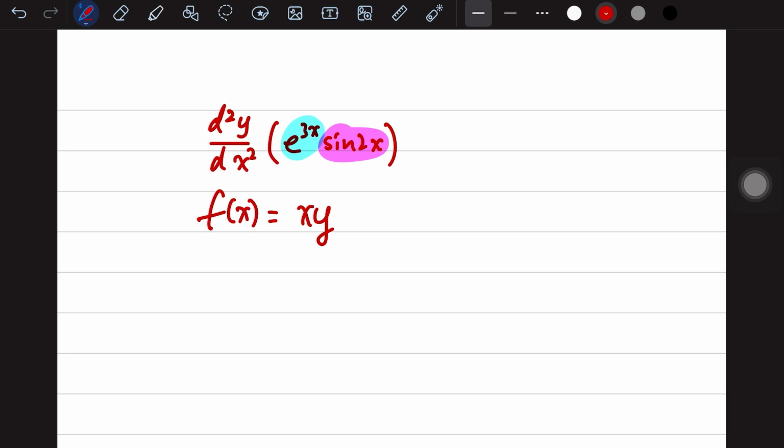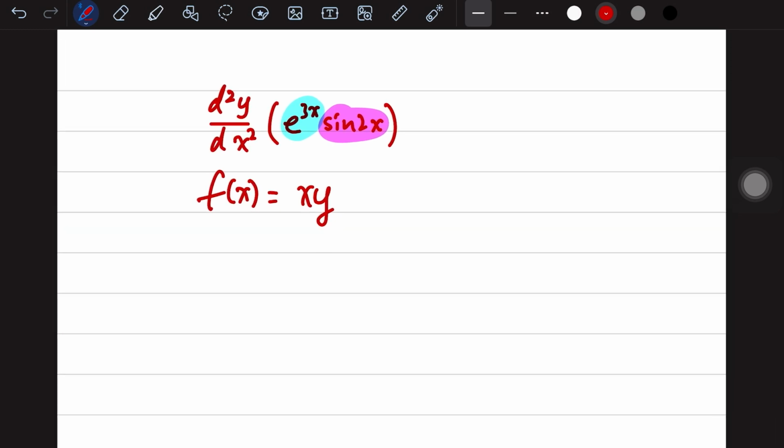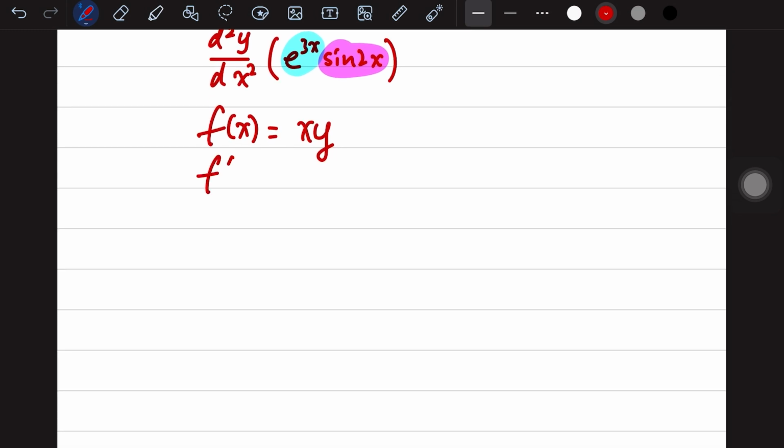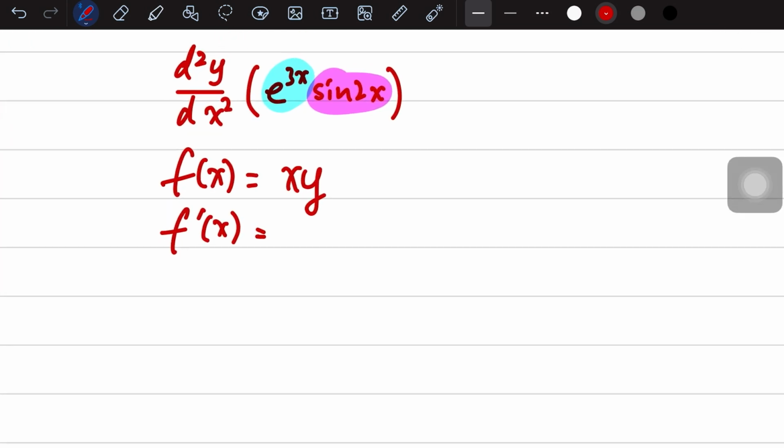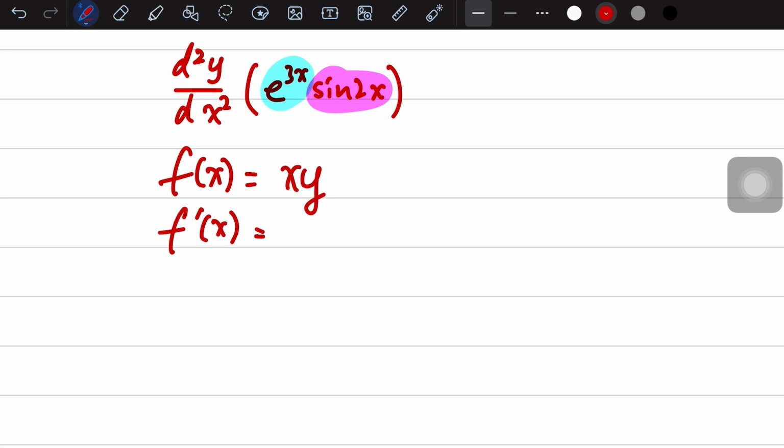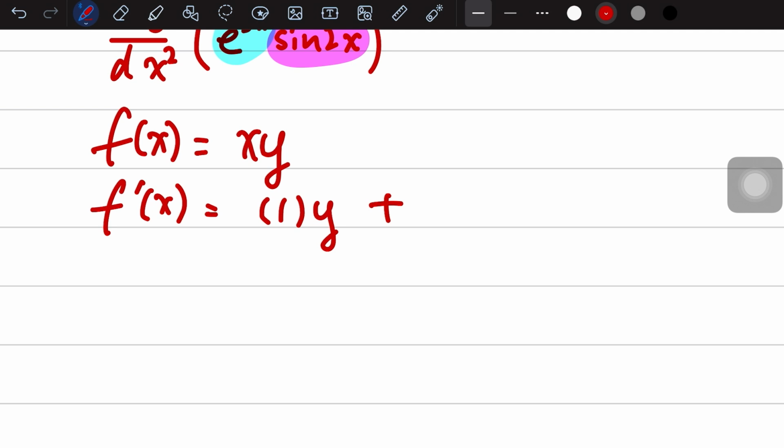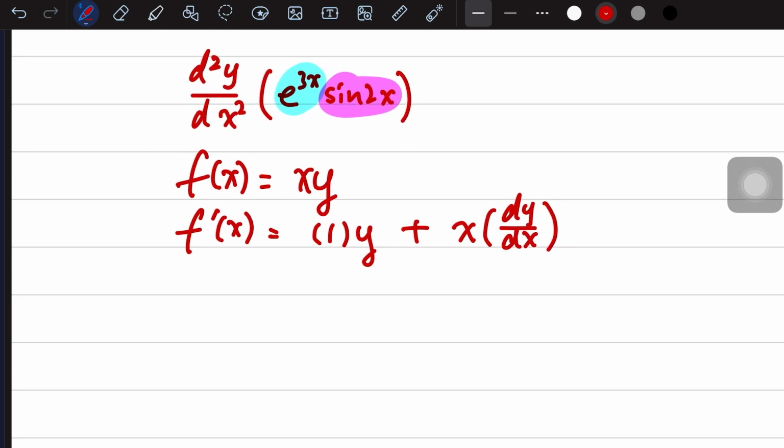So what the product rule is about is when we find the derivative of f of x, we first find the derivative of x and then copy y, and then plus, x and then find the derivative of y. That's it. This is the product rule.